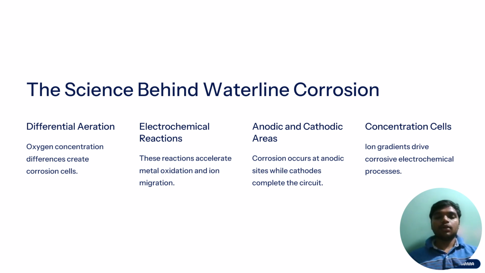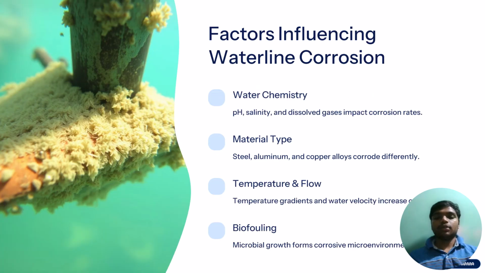Water quality issues. Corrosion can affect the quality of water, potentially introducing harmful substances such as lead and copper into drinking water. This poses health risks to occupants and can lead to regulatory issues for property owners. Factors influencing waterline corrosion: water chemistry, material type, temperature and flow, biofouling.